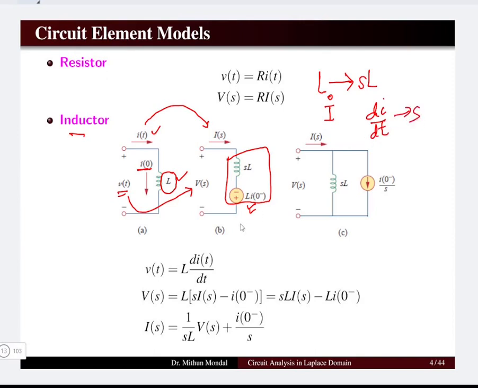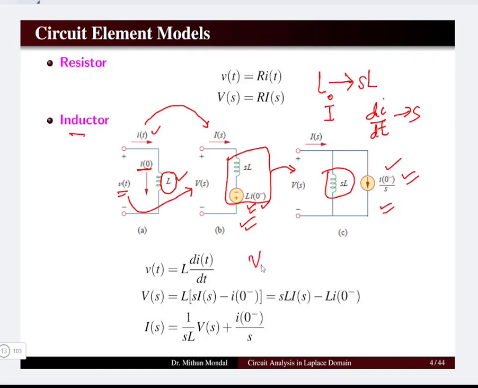So this is a representation in the form of the voltage source. If we take the current source into account and represent it as a source transformation, then we have the inductor sL in parallel with a current source, which is given by I(0-)/s. So we see that the initial conditions are well taken into account in the Laplace domain.